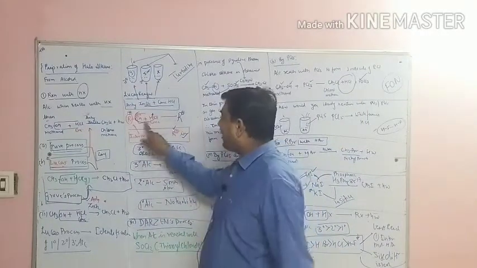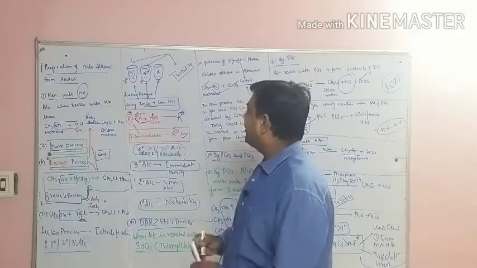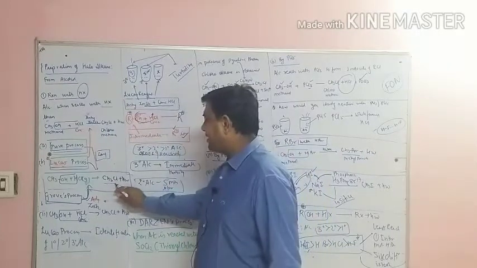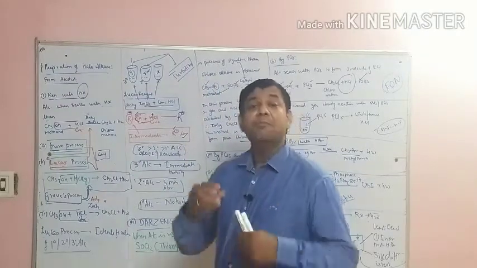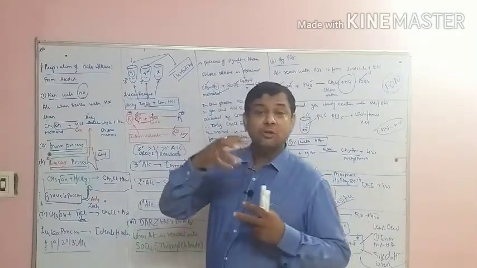Now see, when we mix alcohol and HCl, the resultant is RCl, like CH3Cl, and it develops turbidity. Turbidity means milkiness in the solution. The solution becomes milky.